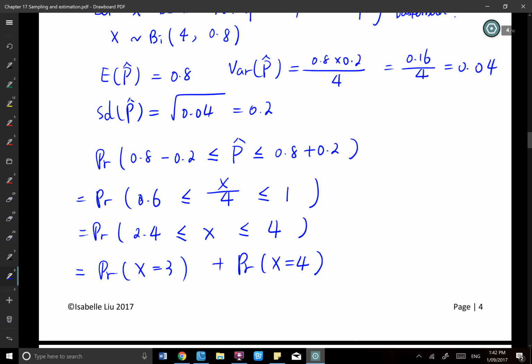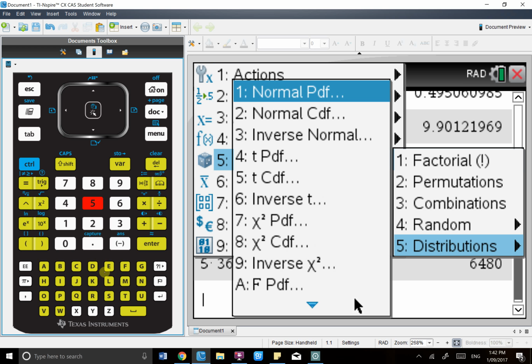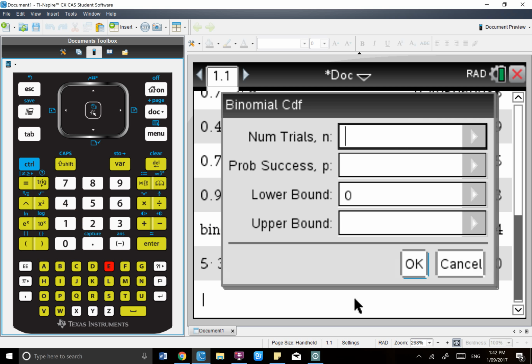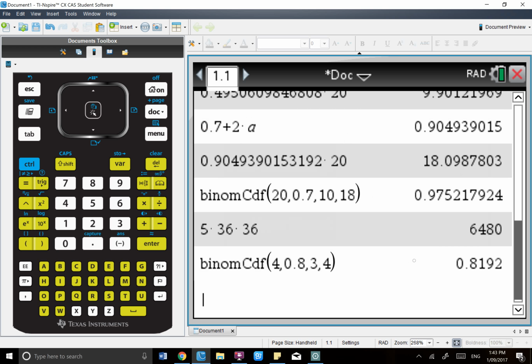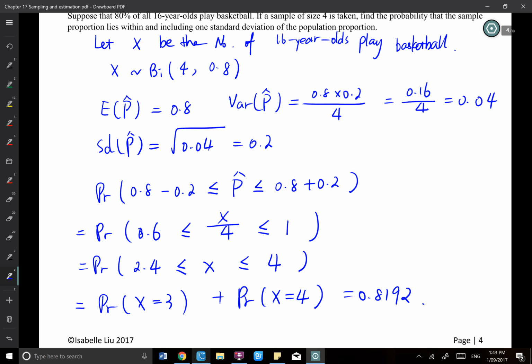It's alright as well. So I'll press menu 5, well, I'll use E. Number of trials is 4. Success rate is 0.8. Lower bound is 3 and upper bound is 4. 0.8192. Okay, 0.8192. Same as the first example I showed you today.